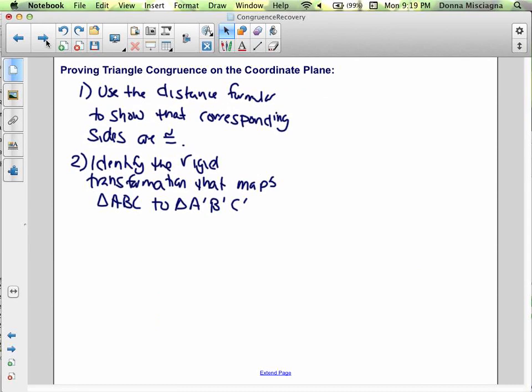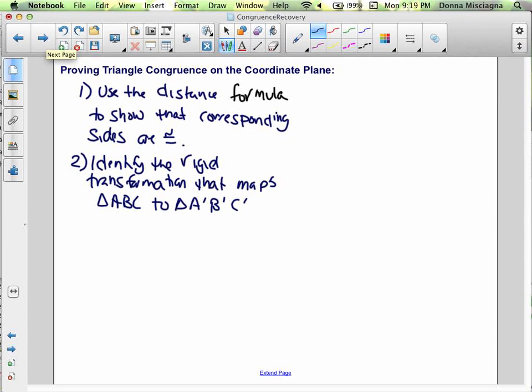All right, so proving triangle congruence on the coordinate plane. That was kind of the end of side, side, side. We'll see side, side, side in the next podcast or the podcast after it. But I did want to go over how to prove triangle congruence on the coordinate plane. You have 2 choices. One is to use the distance formula. It's a little messy there. My board was wigging out a little bit. But we're going to use the distance formula to show that corresponding sides are congruent.